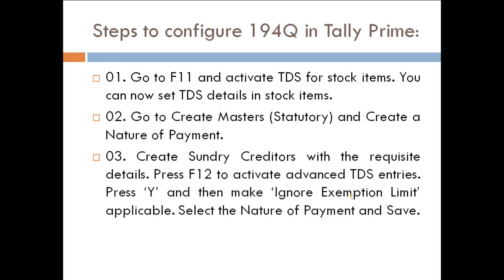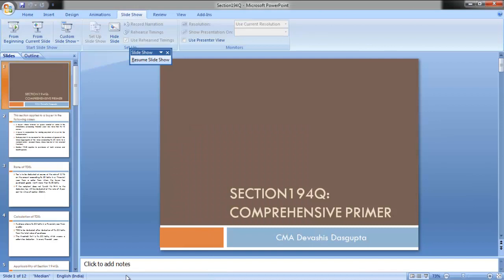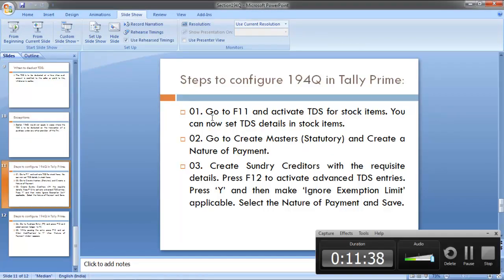Now we come to steps to configure 194Q in Tally Prime. Number 1, go to F11 and activate TDS for stock items. You can now set TDS details in stock items. So let us go to Tally Prime. As it says, go to F11 and activate TDS for stock items.